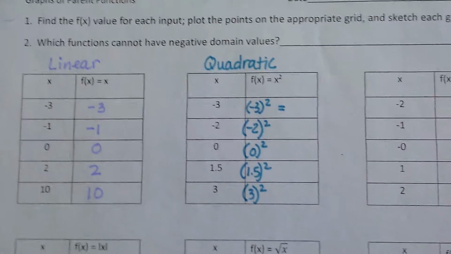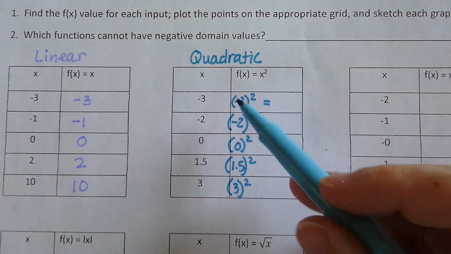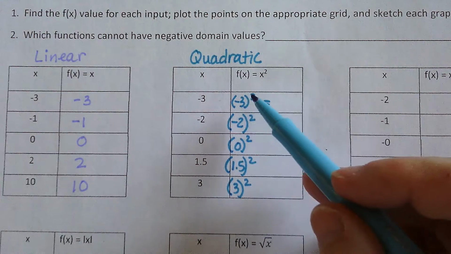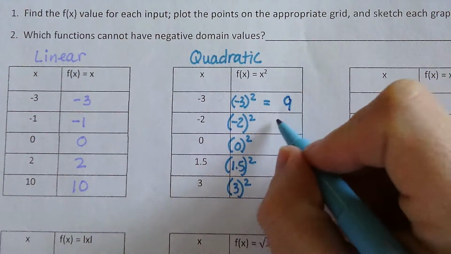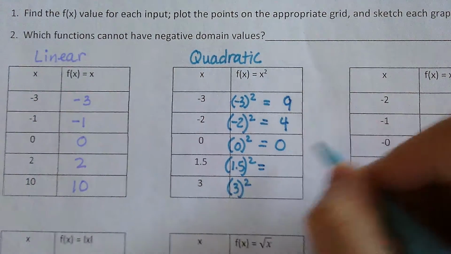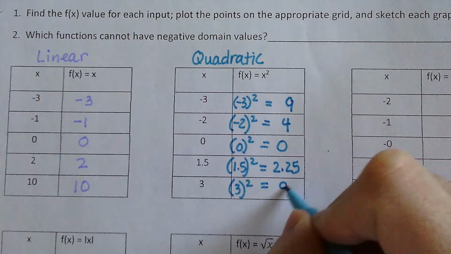Our second is quadratic. When you work on your quadratic tables, you want to make sure that you are substituting x in parentheses, because when you square it with the square on the outside of the parentheses, that's going to give you your positive 9, your positive 4, your 0. This is 2.25 and positive 9 again.